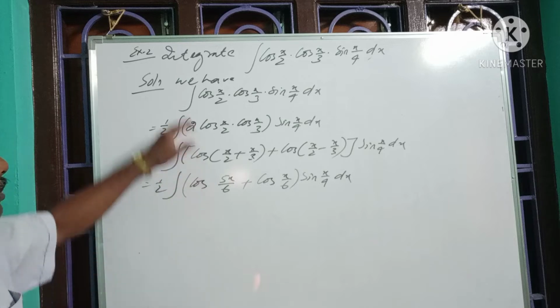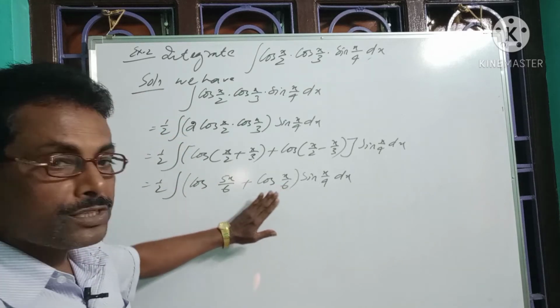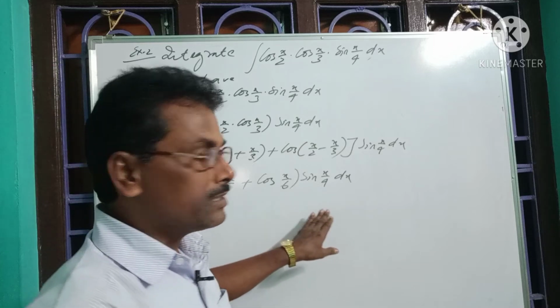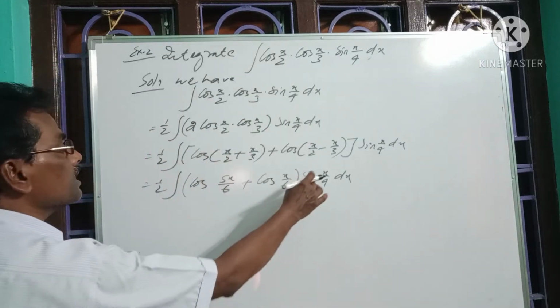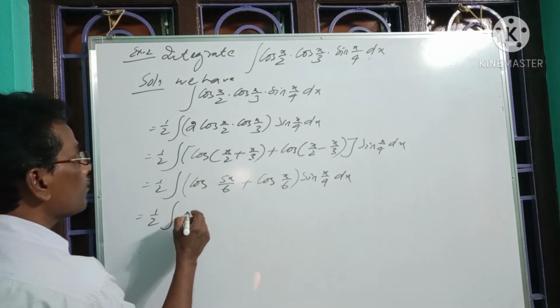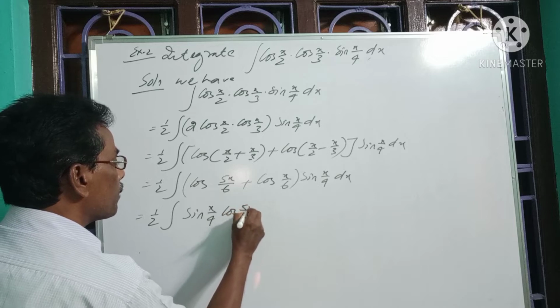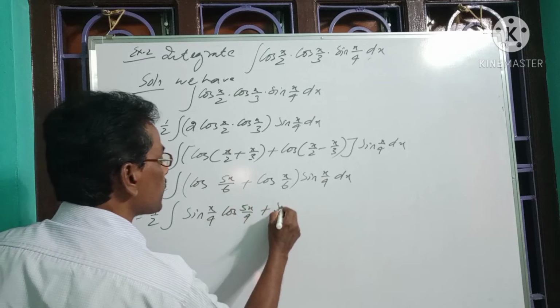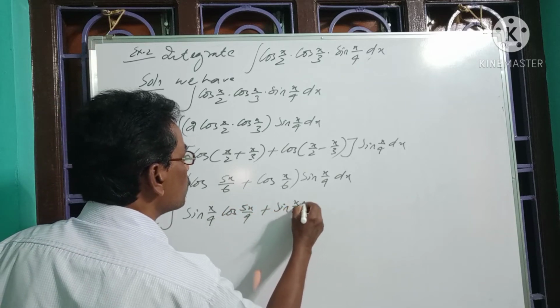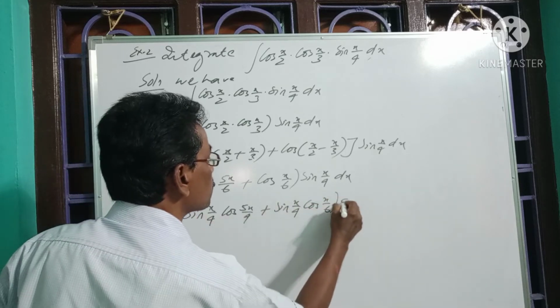Now after one transformation we reach at a function like this. So again this function is not integrable. So to integrate it, again we have to multiply sin of x by 4 with all the functions, that is half into integration of sin of x by 4 into cos of 5x by 6 plus sin of x by 4 into cos of x by 6, whole integration with respect to x.